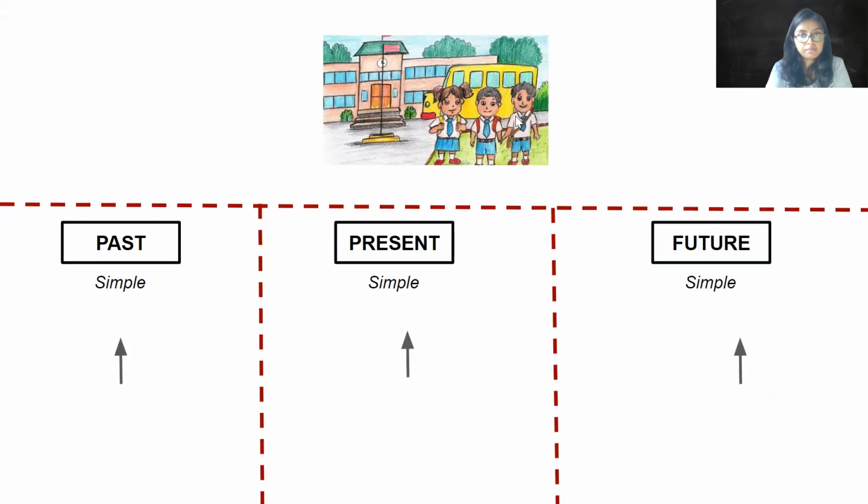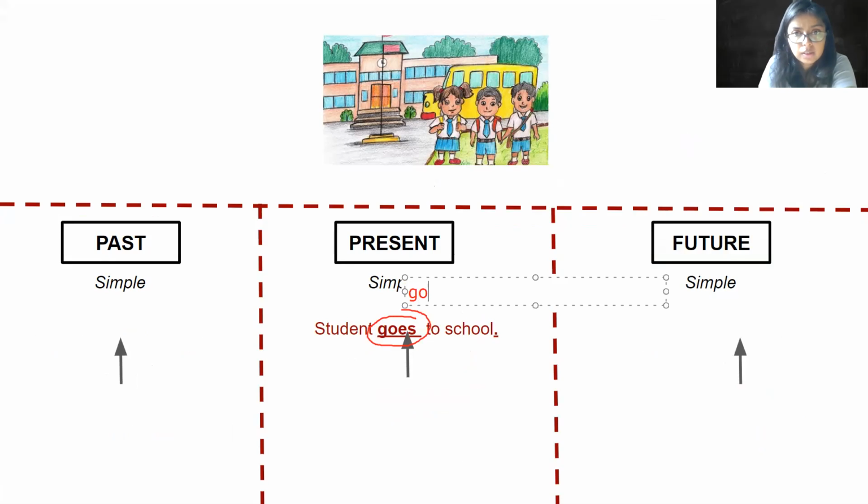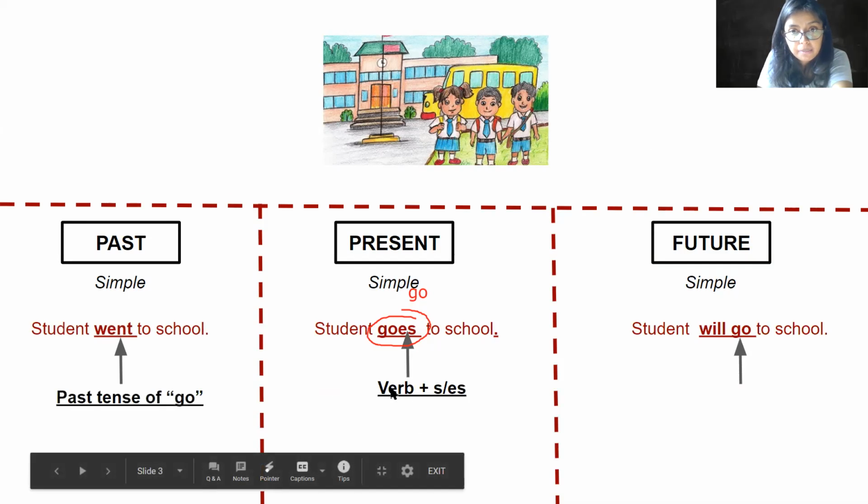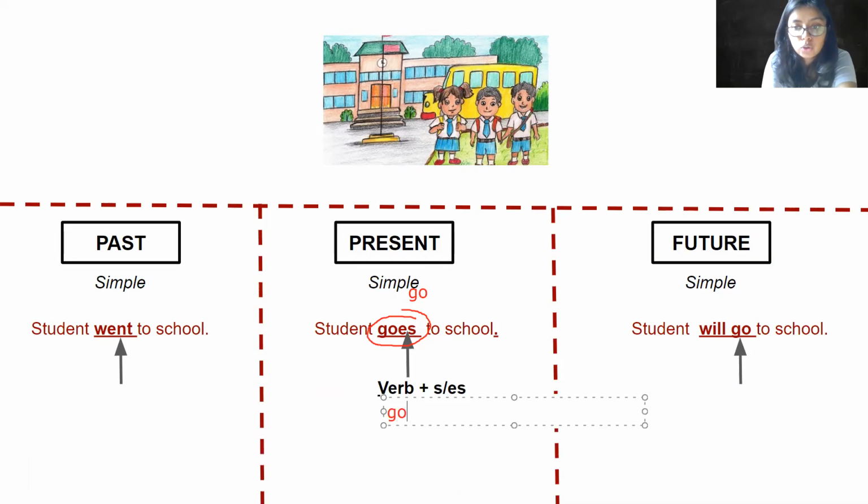Let's do one more example. Student goes to school. Here, the verb is go. So see, what has happened? The verb here is go, and we have just added es to it. Go plus es equals goes, right? So simple present, verb plus s or es.